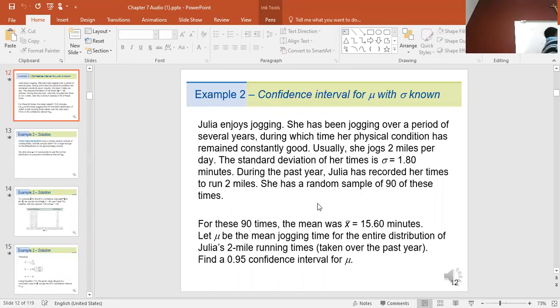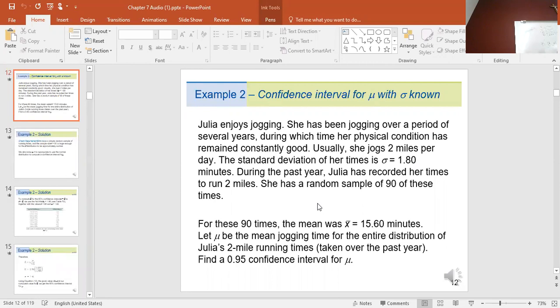Well, let's do one example. Let me summarize all the rough work I have done here. If you have the confidence level, find z alpha over 2. Compute x bar, and now you will have E is equal to z alpha over 2 times sigma over square root of n.